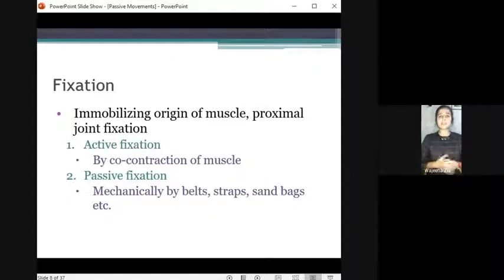It can be done by 2 methods, the active fixation and the passive fixation. As the name indicates, active fixation can be produced by the co-contraction of muscle, while in the passive fixation, some external thing is required, which can be a strap, belt, sandbags, etc.